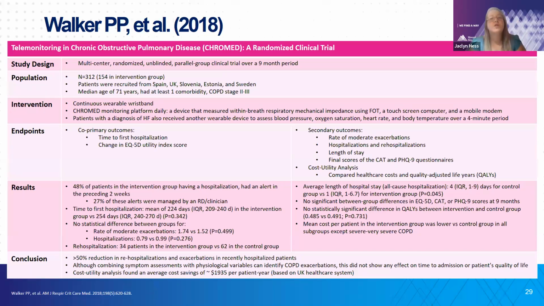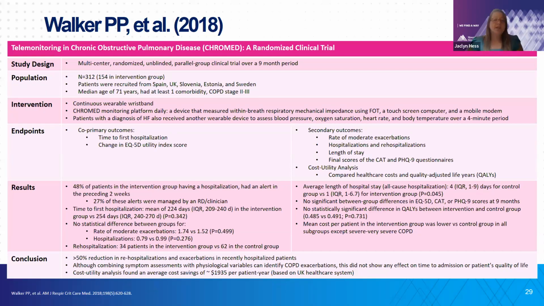And they found that 48% of patients in the intervention group were hospitalized and had an alert generated within the 2 weeks prior to the event. The time to first hospitalization was a mean of 224 days in the intervention group compared to 254 days in control. There was a higher incidence of rehospitalizations in the control group, and they found that there was no significant difference between groups with regards to any of the questionnaires. So the quality of life questionnaire, CAT assessment, and the PHQ-9.